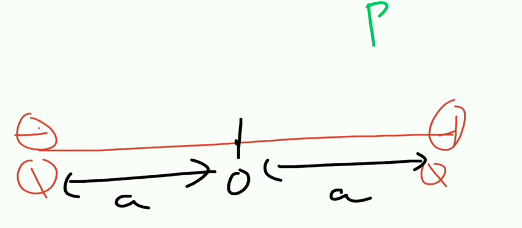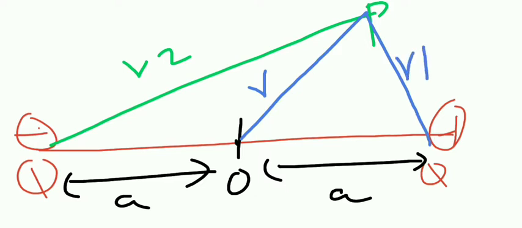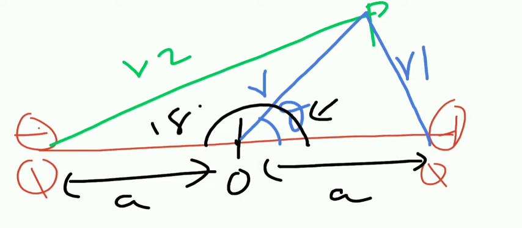The distance from the negative charge to point P, let us assume, is R2. The distance from the center of the dipole to the point P is R. From the positive charge to the point is R1. Let us take this angle as theta. If it is theta, the total angle should be 180 degrees, so this angle is 180 minus theta.